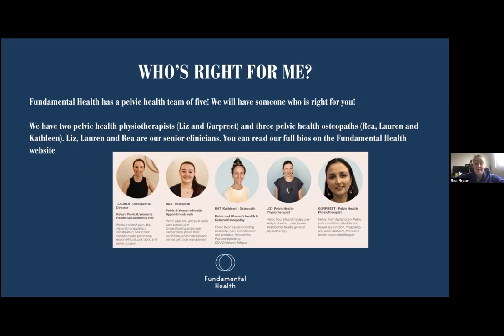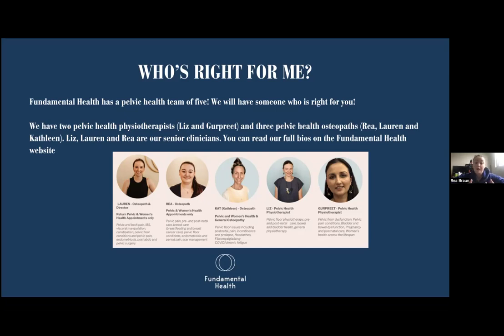We have 2 pelvic physios. We have Liz, who's our senior physio, and Gurpreet, who's our junior. Both of them are really fabulous whole person focused physiotherapists. They both do a lot of work with bladder and bowel. Liz does a lot of work with perimenopause, menopause as well, and both are really great for general pelvic floor physiotherapy work.